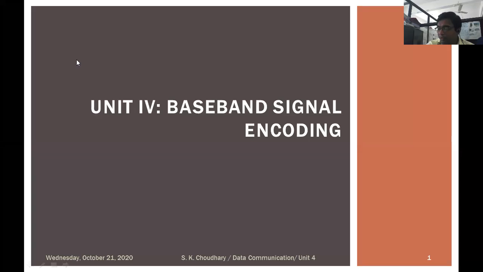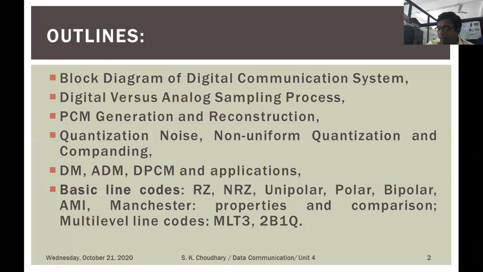So unit number 4 is basically based on baseband signal encoding. So unit number 4 would be based on this topic. Unit number 5 would be on the band pass signal encoding, where we have now entered into the actual modulation. So these are some outlines for your unit number 4, that we have to go through.